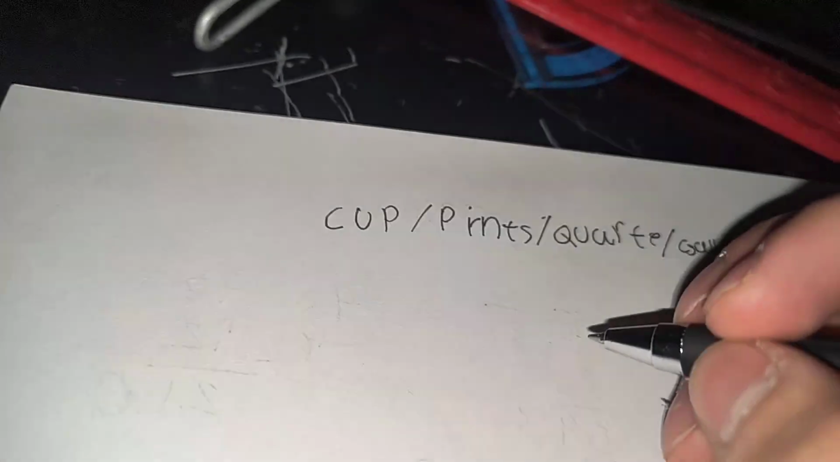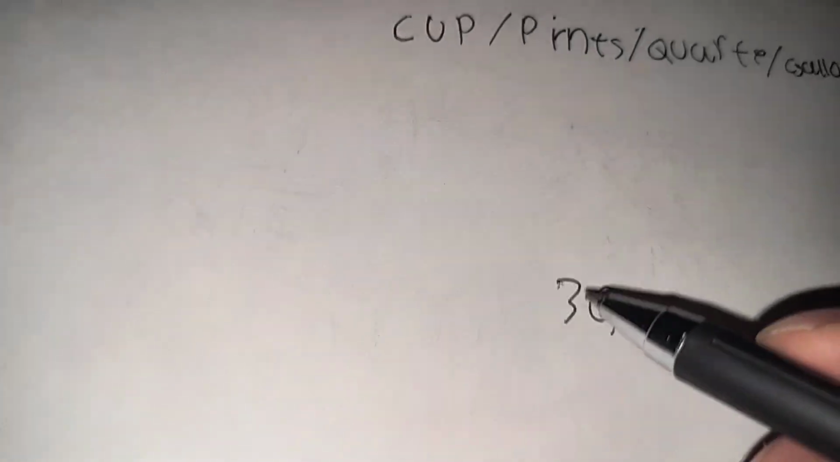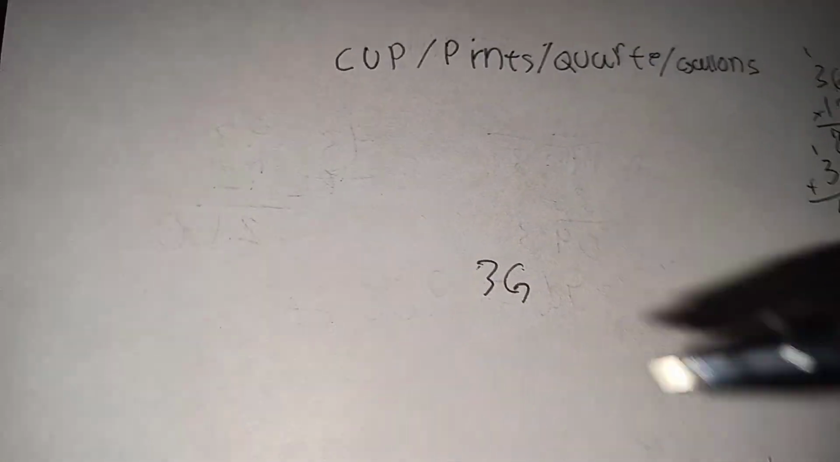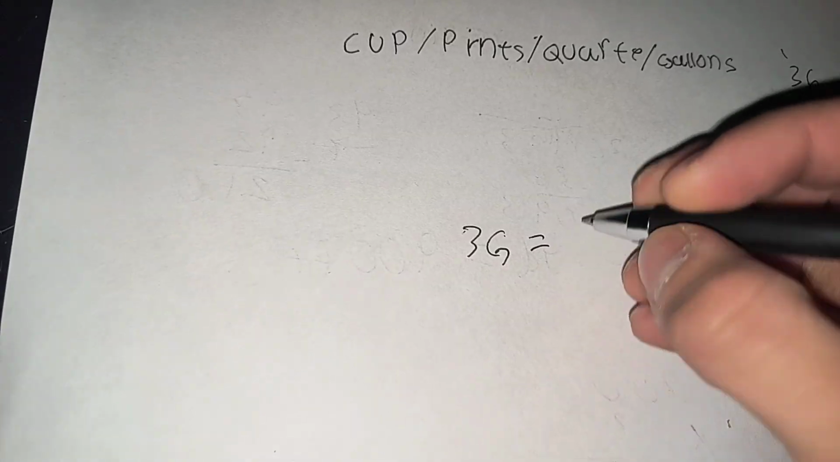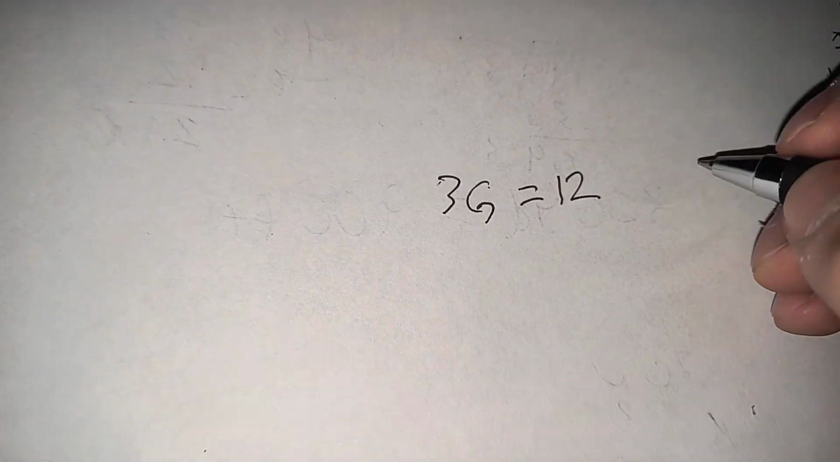Okay. Now let's say I had 3 gallons of milk. And I wanted to find how many quarts that is. Well, if there are 3 gallons and there's 4 quarts for each gallon, what we have to do is multiply 4 times 3. 4 times 3 is equal to 12. So for 3 gallons, there are 12 quarts of milk.